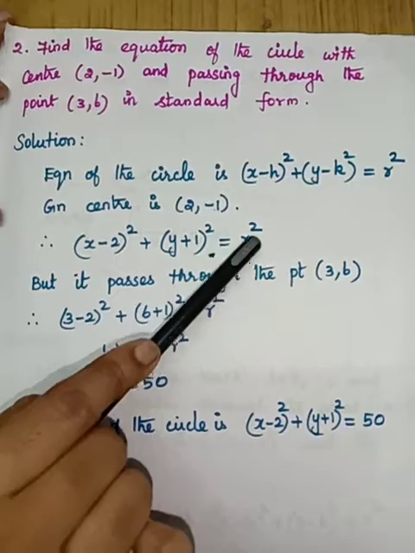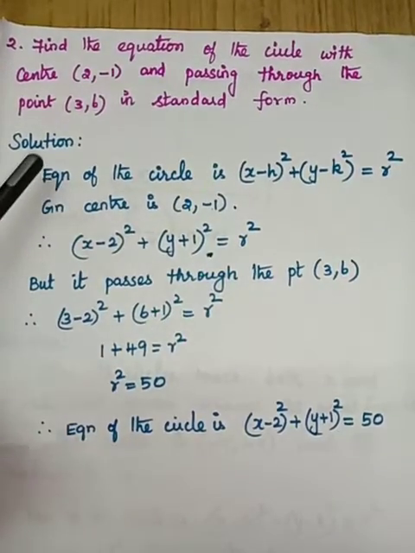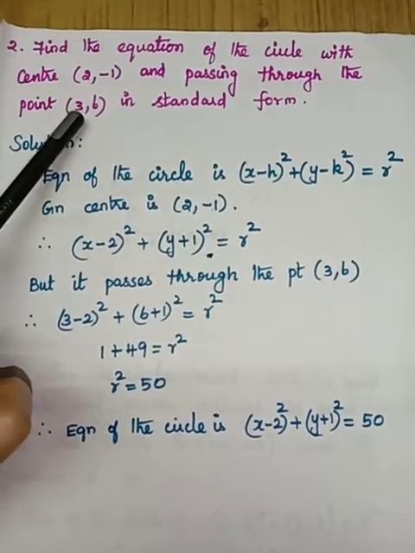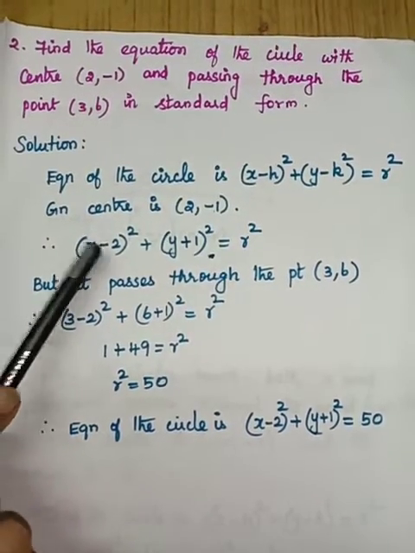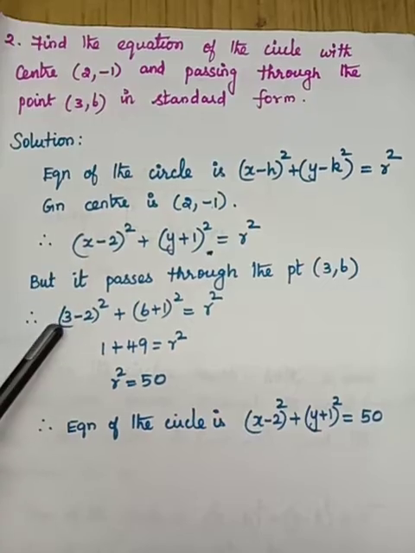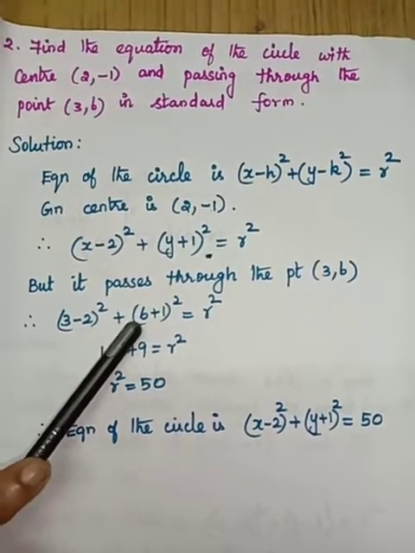Here we have to find r square. The circle passes through which point? 3, 6. So I substitute 3, 6 in the circle equation. In the place of x, you have to substitute 3. In the place of y, you have to substitute 6.